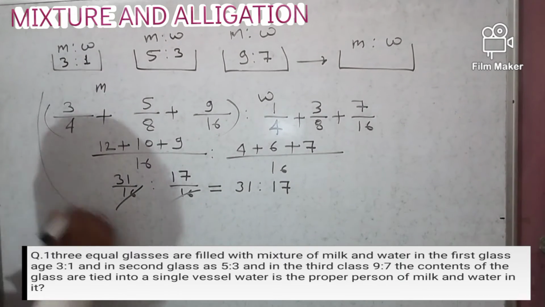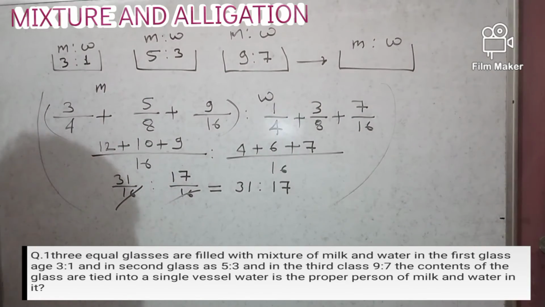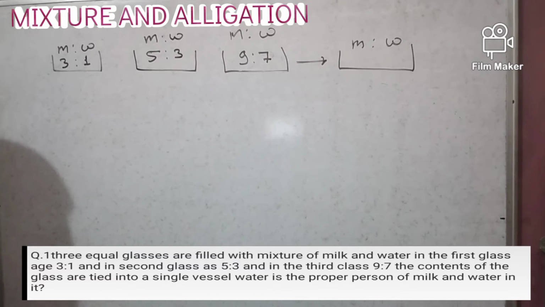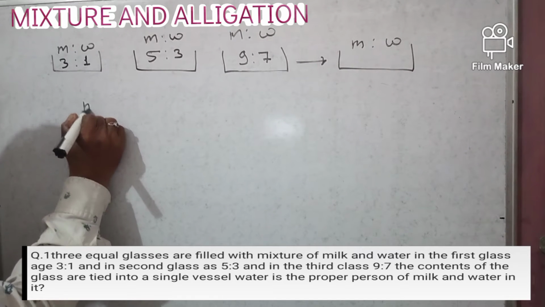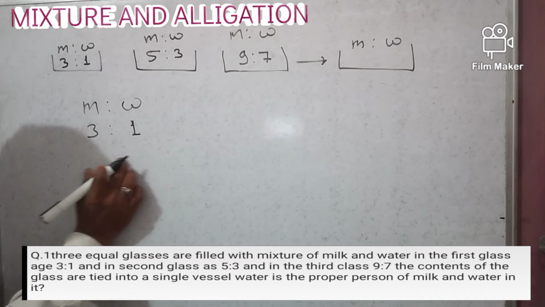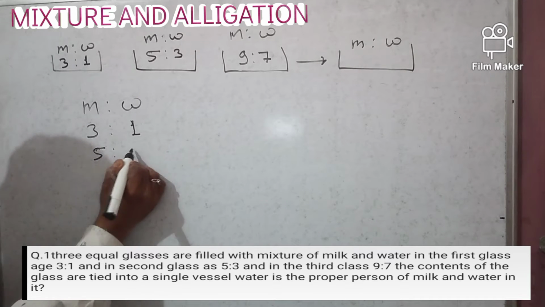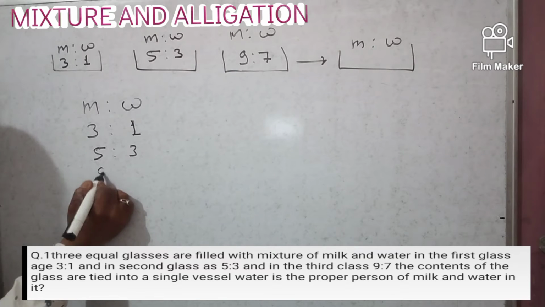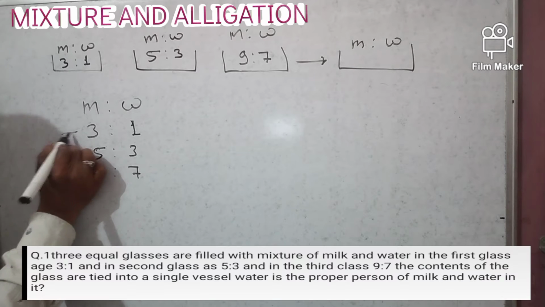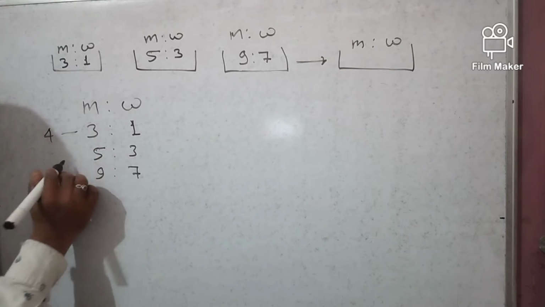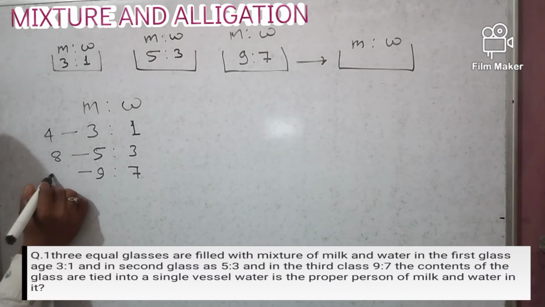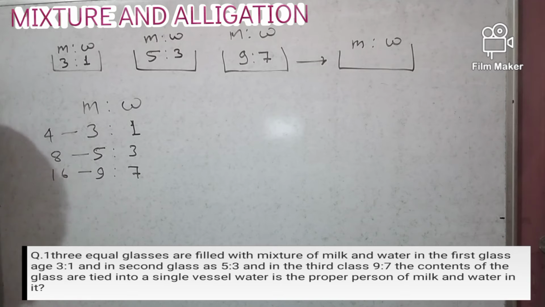Now friends, this method is time taking. So how to solve it in an easy way? Now see here. In the first container, milk and water is 3:1, and in the second container 5:3, and in the third container 9:7, right? So in the first container there are 4 parts, in the second container 5 plus 3 is 8 parts, and in the third container 9 plus 7 is 16 parts.